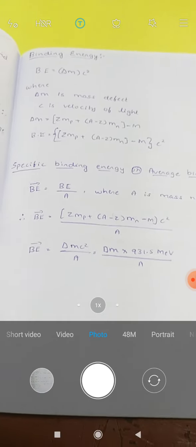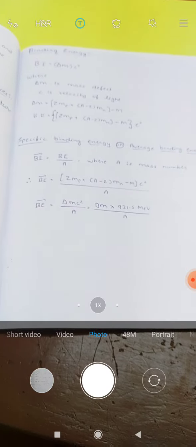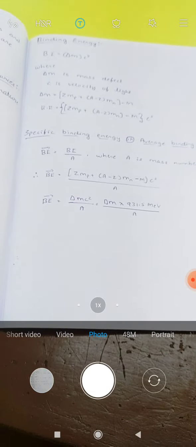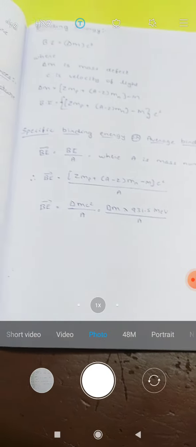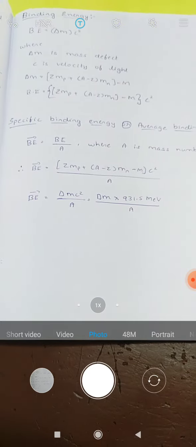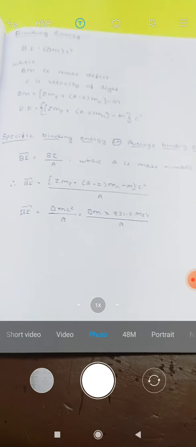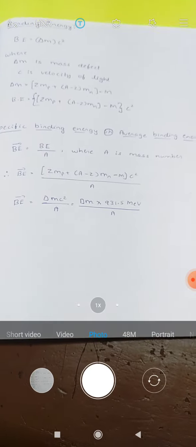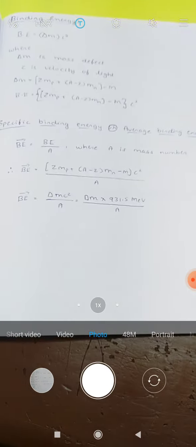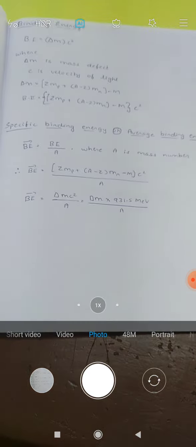Next one is specific binding energy or average binding energy, which is indicated by the letter Be dash, the symbol of specific binding energy. It is similar to the binding energy, but in the case of average binding energy or specific binding energy, we have to take the average value of the binding energy. That means binding energy per nucleon is called specific binding energy or average binding energy.